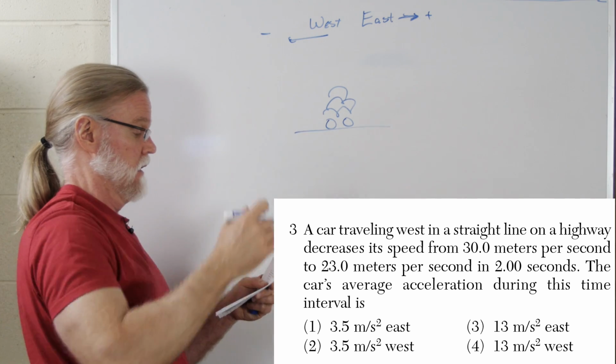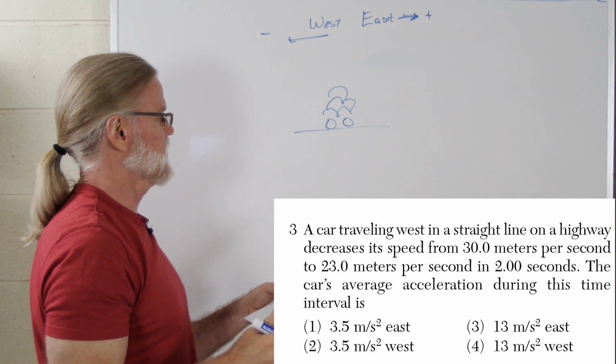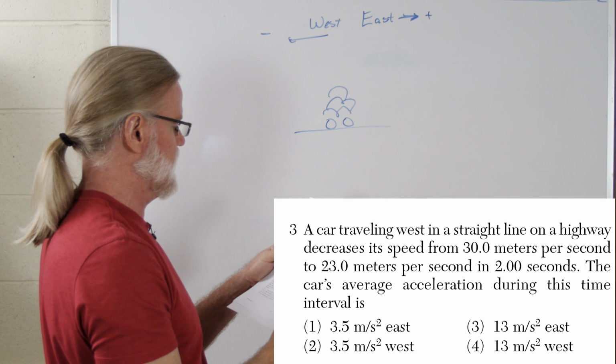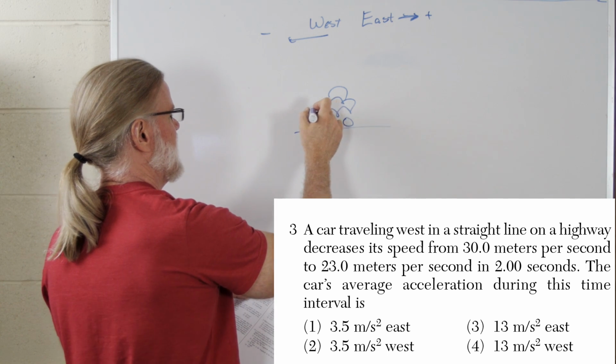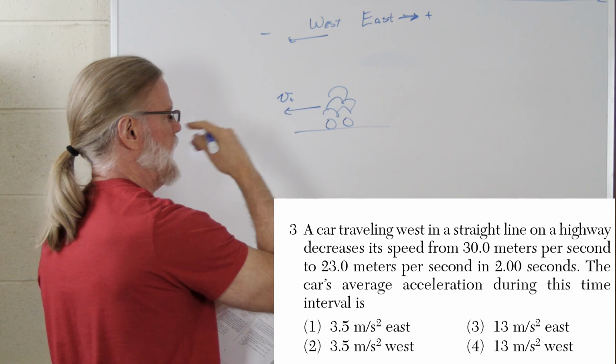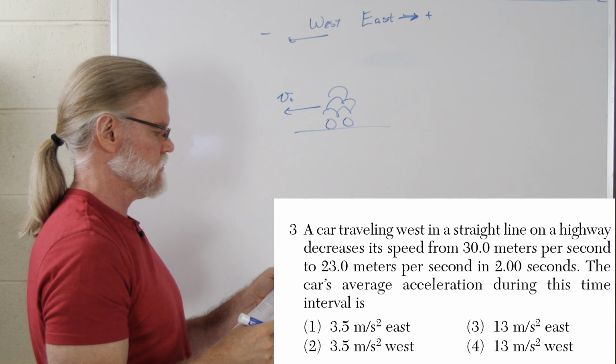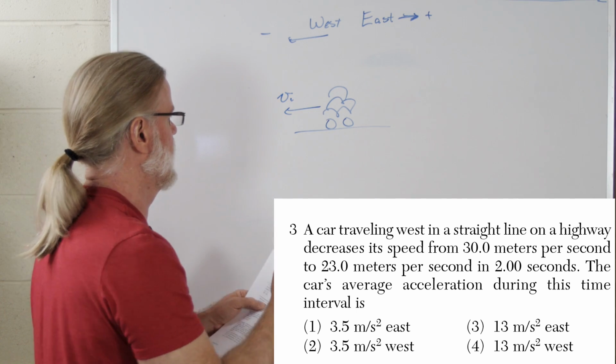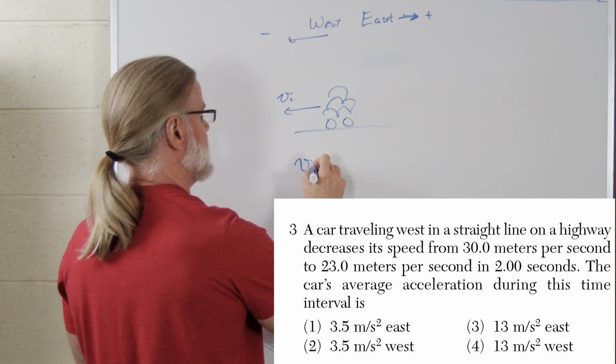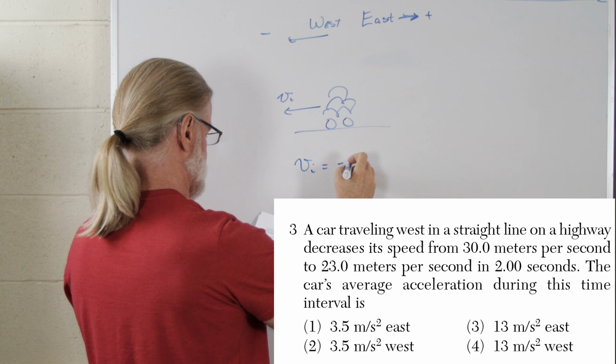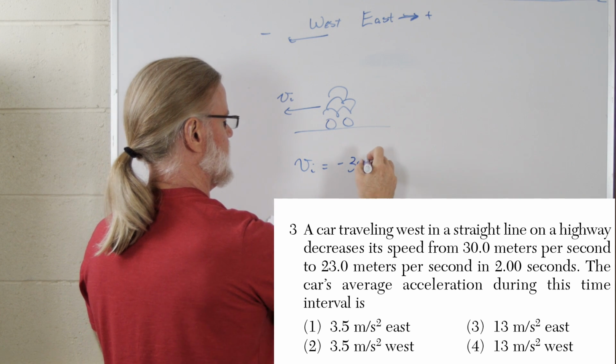All right. The car is traveling west. So at the beginning of the problem, V initial is that way. And it decreases its speed. So let's write it down. V initial equals negative 30 meters per second.